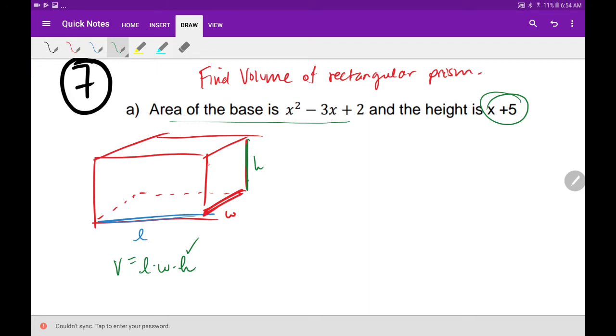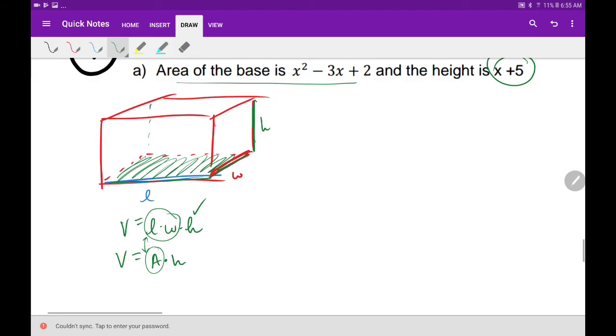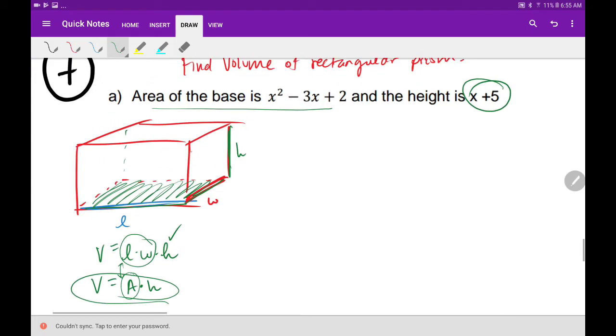So you need to observe that the area of the base is actually nothing but length times width. So the volume formula could be length times width times height, but you could also interpret it as the area of the base times the height, since these are the same thing. So in this case, we're going to obviously use that second formula.